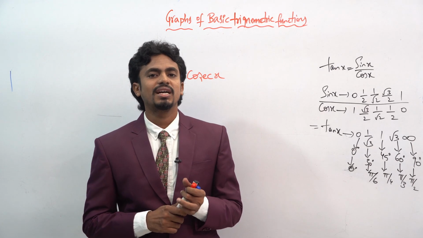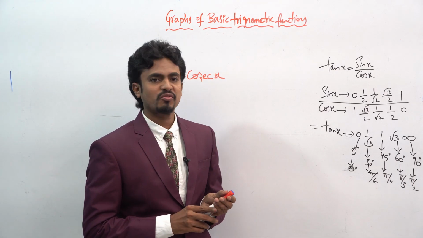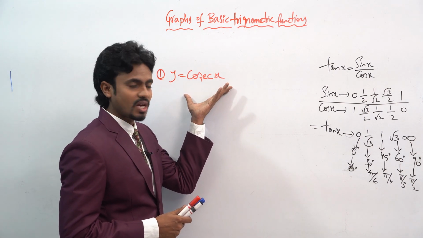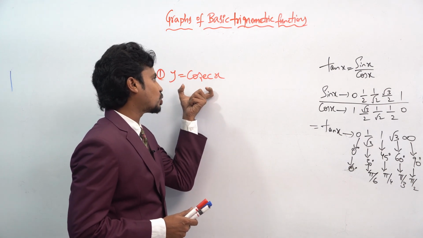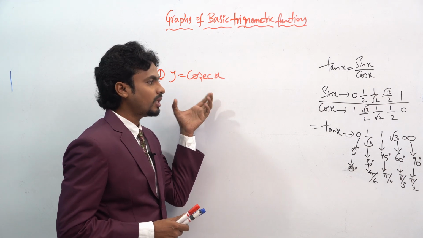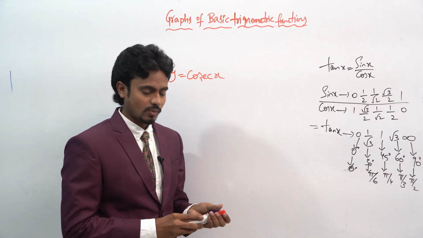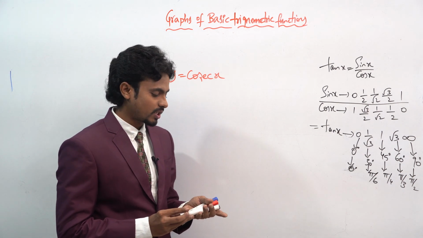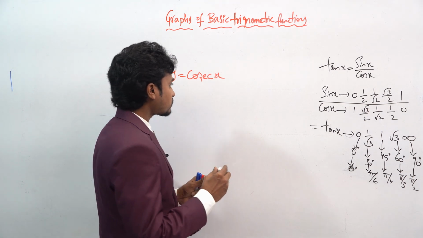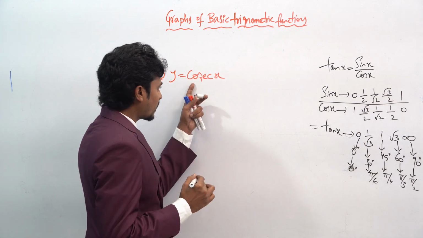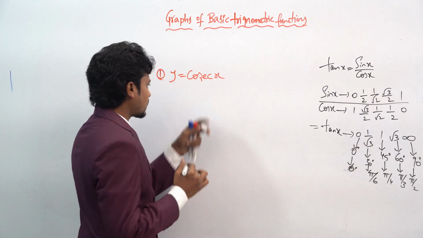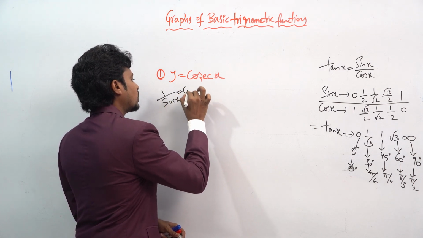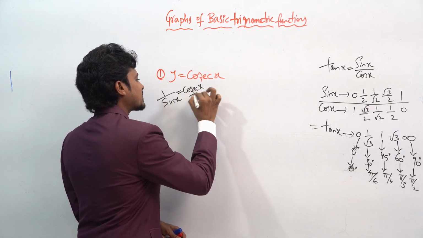Now let's see another basic trigonometric function, that will be y is equal to cosecant of x. For this, we have to draw the plot and also check whether it is an odd function or an even function. First, how can you write y is equal to cosecant of x? That will be 1 divided by sin x, which is equal to cosecant x, right?